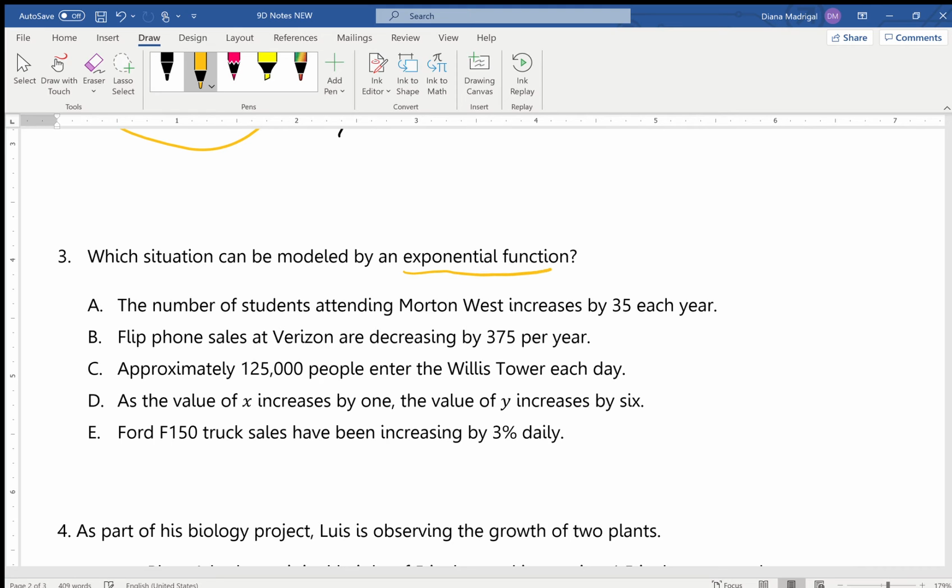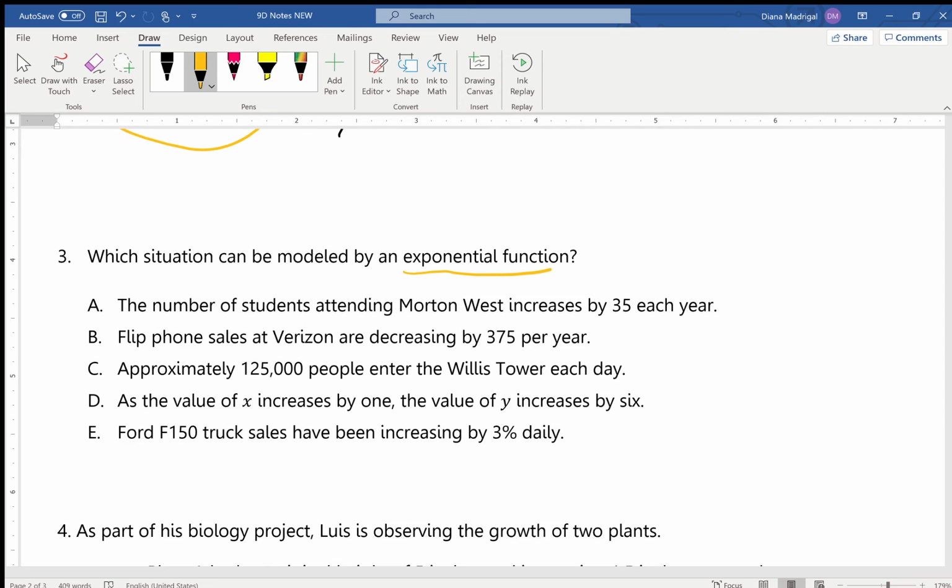Okay, which of these situations is modeled by an exponential function? Remember one thing that I told you, that exponentials can only be done if they give you a percentage or if they told you that it's increasing by a multiplication of something. So let's read option A.